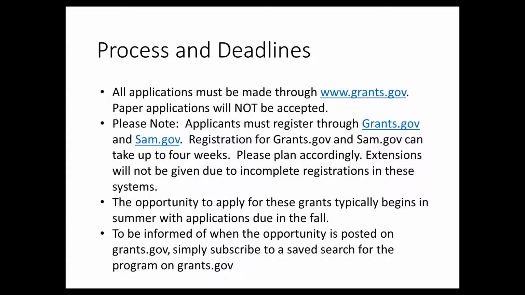The process and deadlines. This is an important part of applying for any federal grant. All applications for the National Park Service for the Historic Preservation Fund must be made through grants.gov. Paper or emailed applications will not be accepted. Do keep in mind that in order to register for grants.gov, you need to be registered in sam.gov, which is an overall financial system for the federal government and all grant programs. That registration can take up to 4 weeks, so please start the process early. We will not grant extensions for grant applications due to incomplete registrations in these systems, so this is very important.